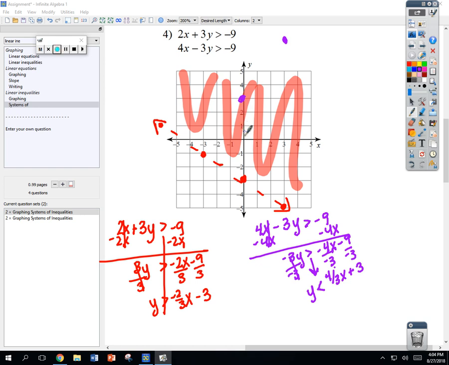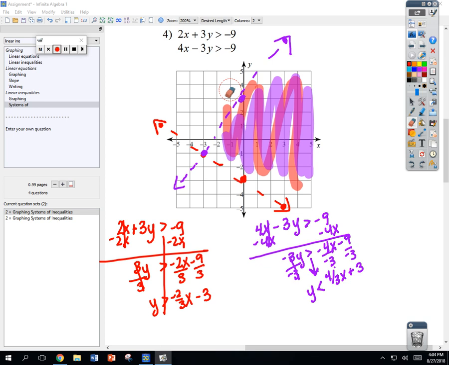To fit it on the graph, I would do the opposite. And this is going to be a dashed line because it doesn't have or equal to. And y is smaller this time, so I'm going to shade below, which would be this section and this section. But this would be the part that's shaded by both, so I don't have to shade that part because I would just have to turn around and erase it anyway.